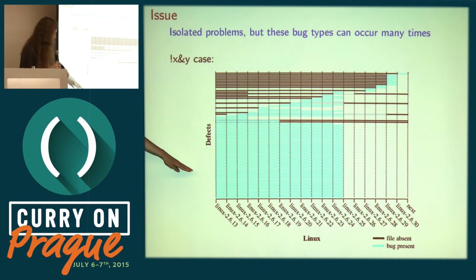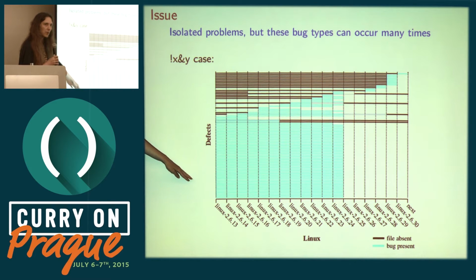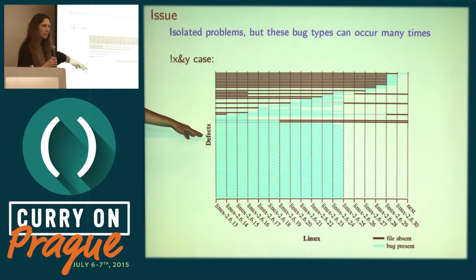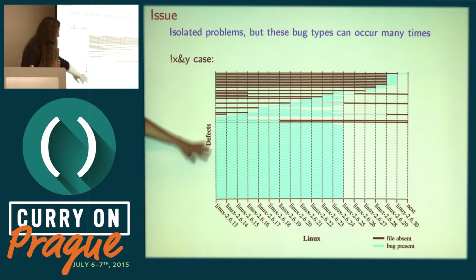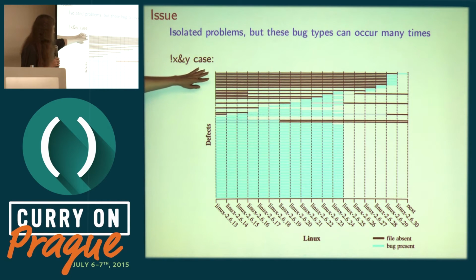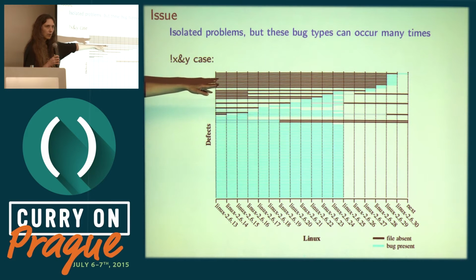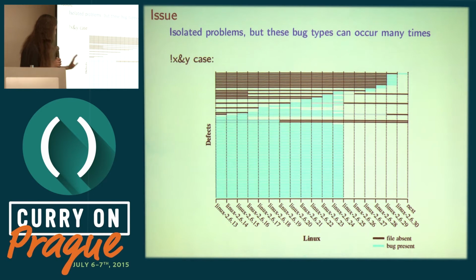So this graph shows the occurrences of the bug over a number of years. Basically, we have one line per occurrence of the bug. The blue lines are where the bug actually exists. The black lines are where the file that contains that bad code site does not exist yet. And the white lines are where the bug has been fixed. So basically what you see is that for a certain amount of time a lot of these bugs existed, then a lot of them were fixed. But then you can see at the top of the graph that as new files get introduced, people make this mistake over and over again.